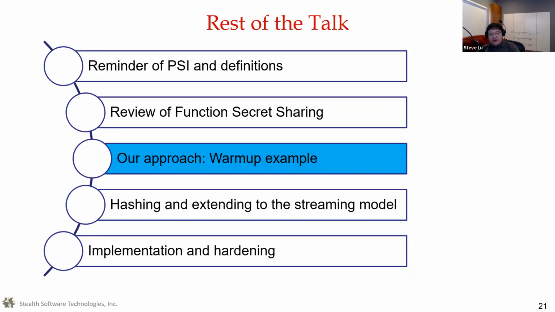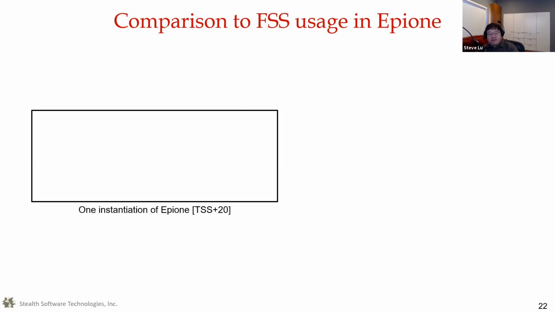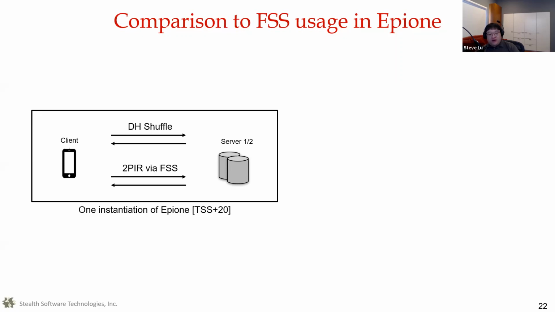All right, so now let's look at a warm-up example. We have the pieces that we need, so let's see a simple example of how we can put them together. Just as a comparison, because the EPI1 solution also used function secret sharing, we wanted to contrast a little bit. In one instantiation in that paper, they have the client and servers 1 and 2, and in their solution, first they perform a Diffie-Hellman-like shuffle, and then they run two-server PIR using function secret sharing.